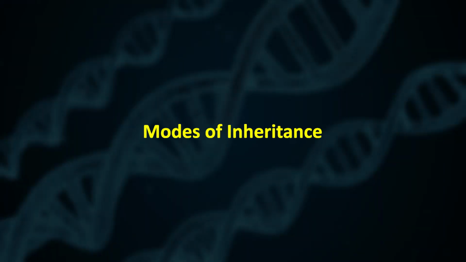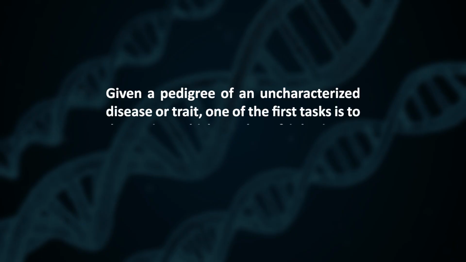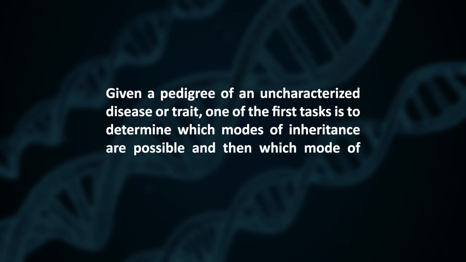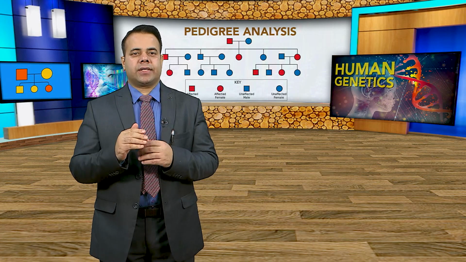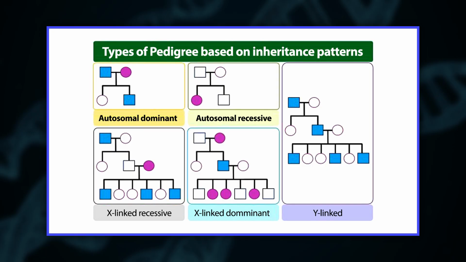Second, modes of inheritance. Given a pedigree of an uncharacterized disease, trait, or character, one of the first tasks is to determine which modes of inheritance are possible and then which mode of inheritance is most likely. This information is essential in calculating the probability that the trait will be inherited in any future offspring. Mostly there are 5 major types of inheritance: autosomal dominant, autosomal recessive, X-linked dominant, X-linked recessive, and Y-linked.